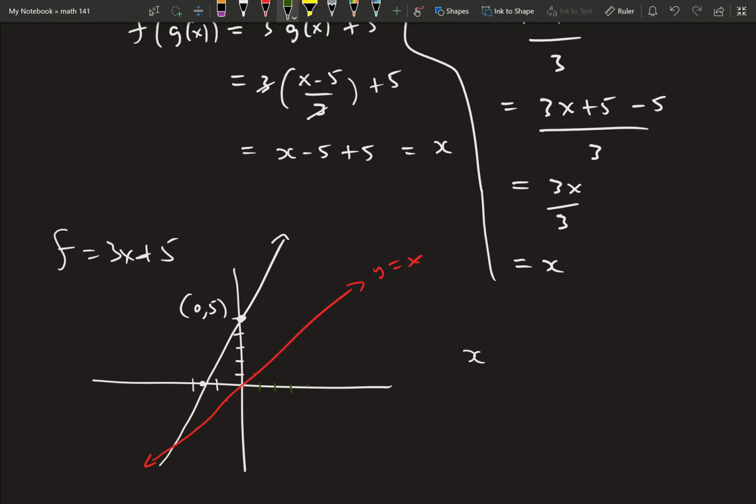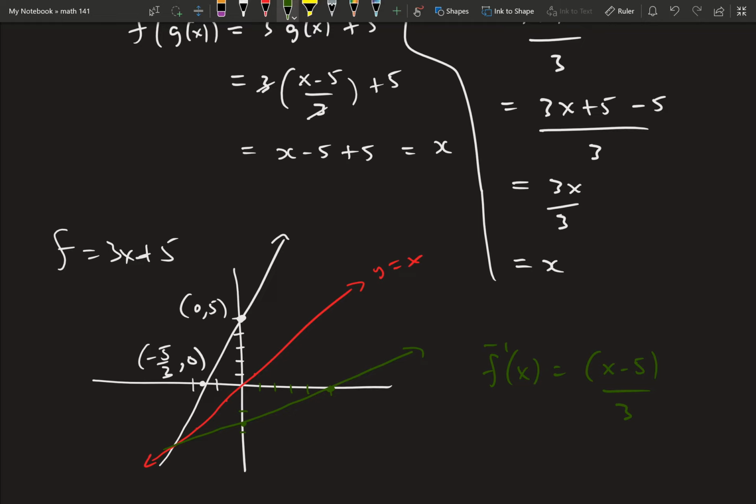So 1, 2, 3, 4, 5. We have 5, 0. We also had the point here, negative 5/3, comma 0. And for the other one, remember that our f inverse, which we called g, was x minus 5 divided by 3. And so you would have the point 0, negative 5/3. So negative 1, negative 2. So negative 5/3 is somewhere here. And indeed, you can see that we're going to get something like this.